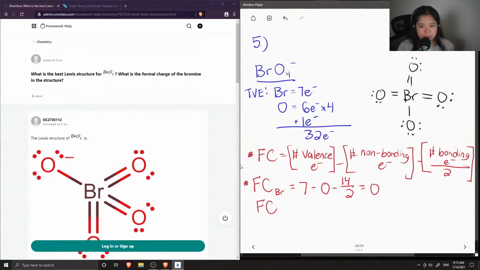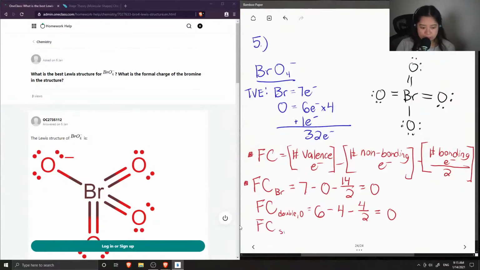And now let's do the formal charge of the 3 double bonded oxygens. So the double bonded oxygens, they'll have 6 valence electrons. Each of them have 4 non-bonding electrons. And they all have the double bond. So there are 4 bonding electrons in total, divided by 2. So all of the double bonded oxygens would be neutral.